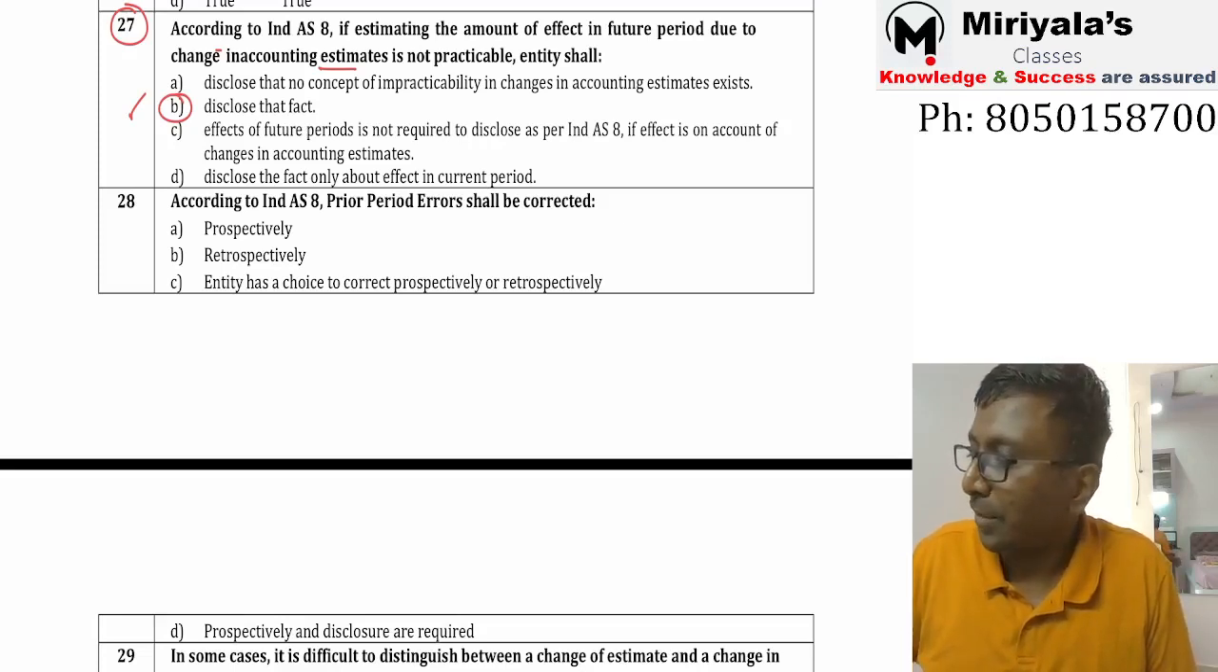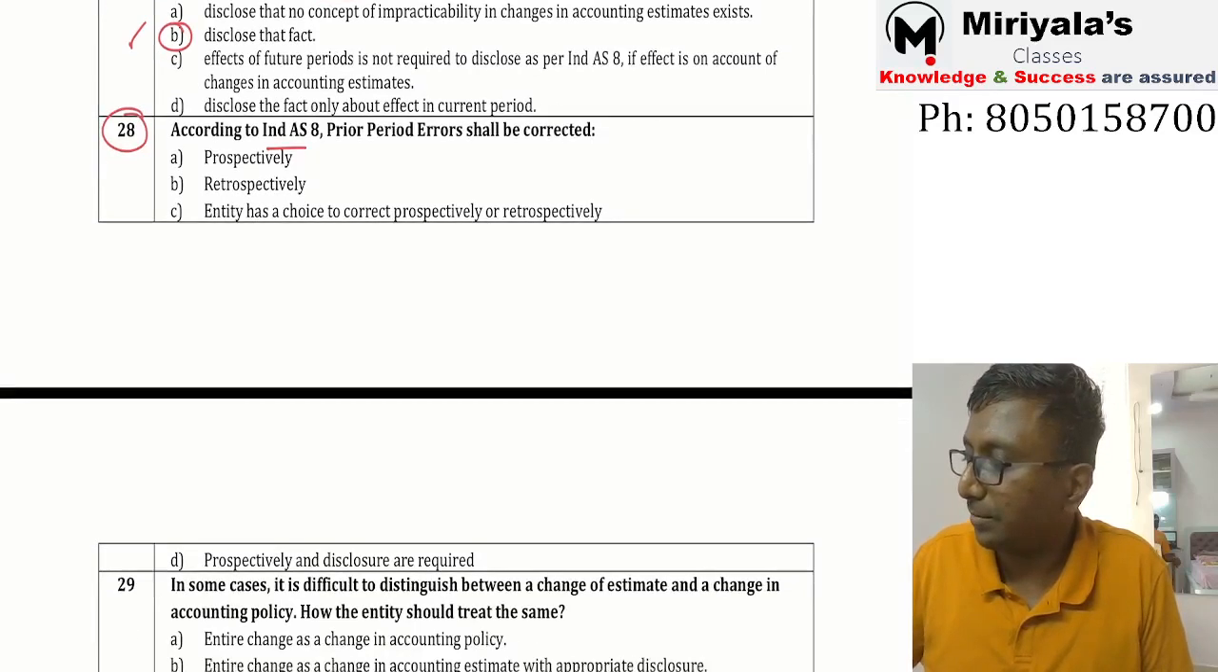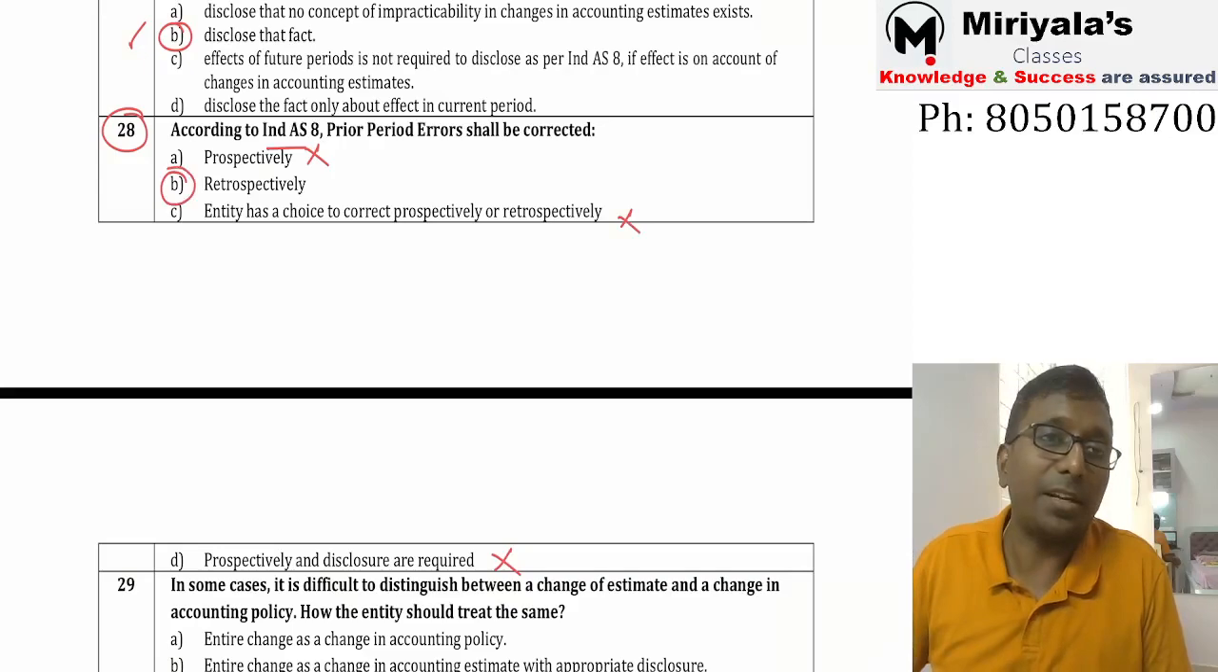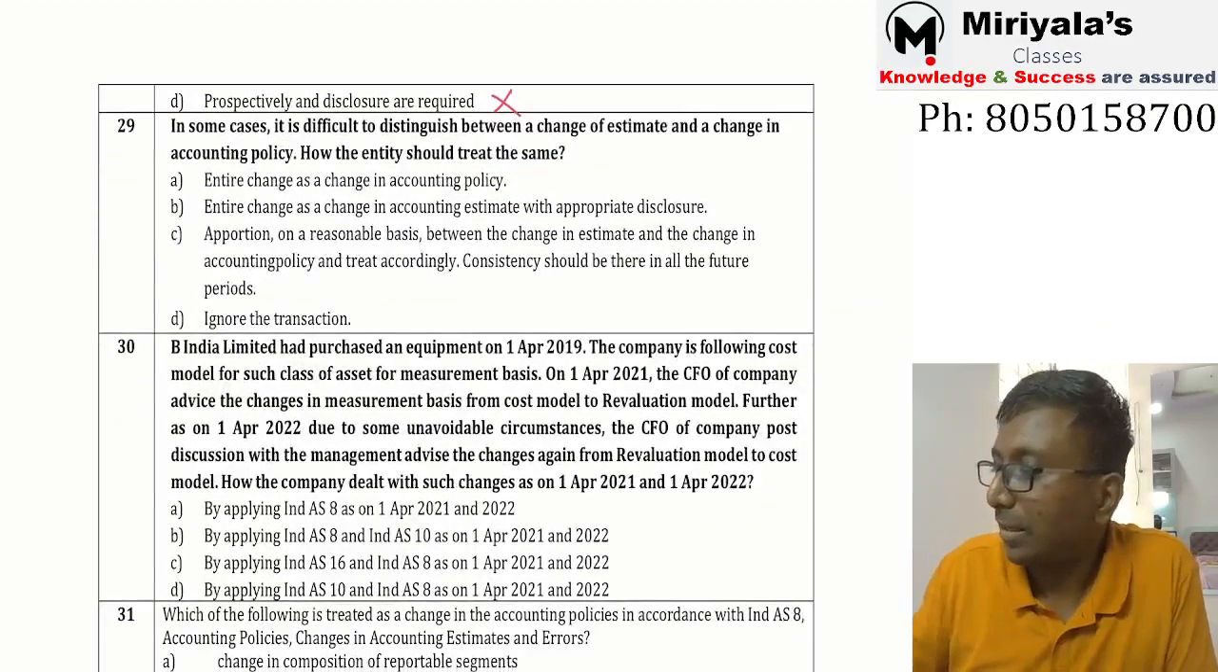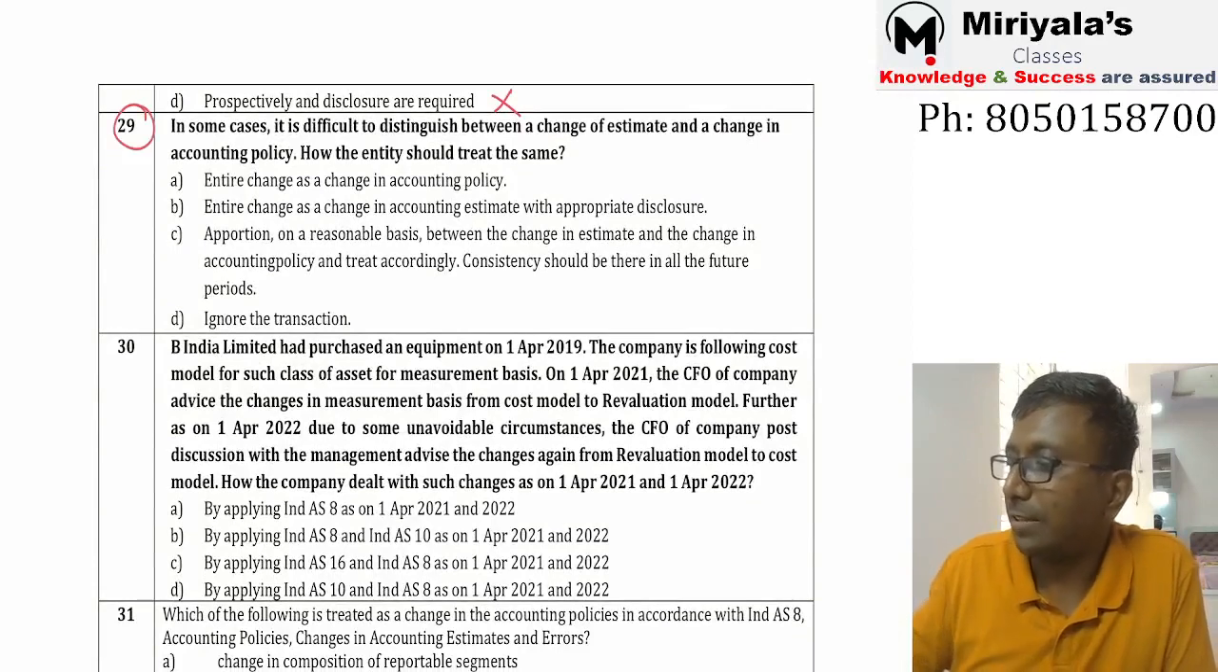Forget about it. The 28th: according to Ind AS 8, prior period errors shall be corrected. How are you going to correct them, my dear? Prospectively is the wrong answer. The entity has a choice is also not the answer. Obviously, B is the right answer. Retrospective restatement, you are supposed to do it. Correct. Next. Let's go to the 29th.